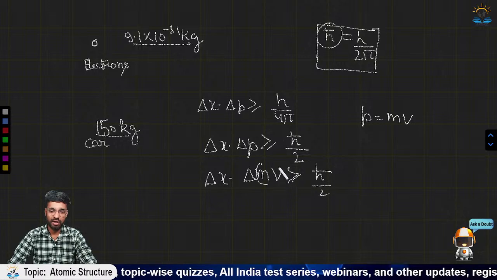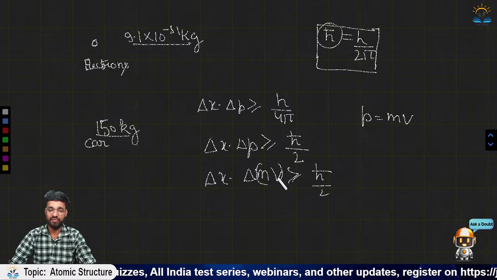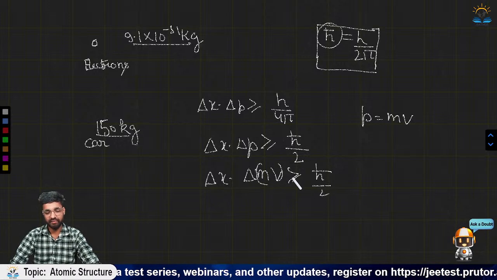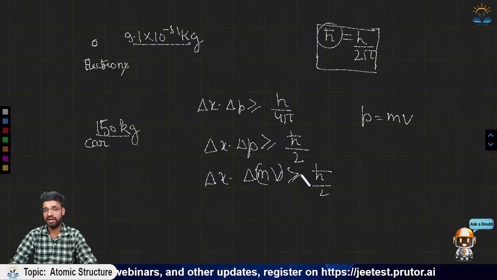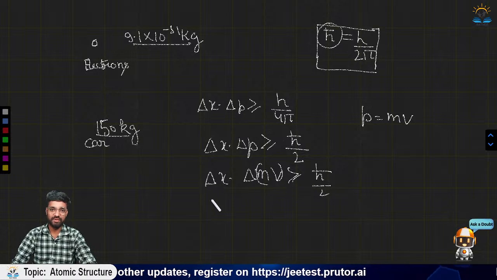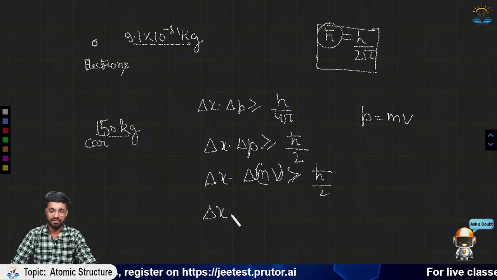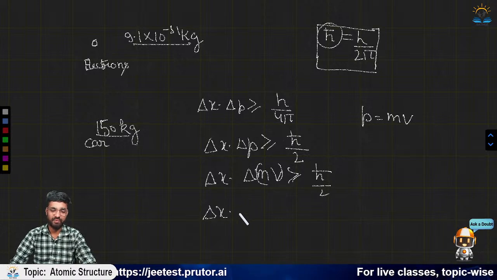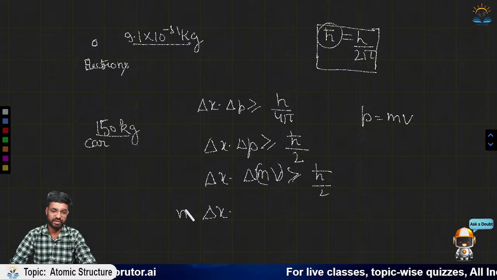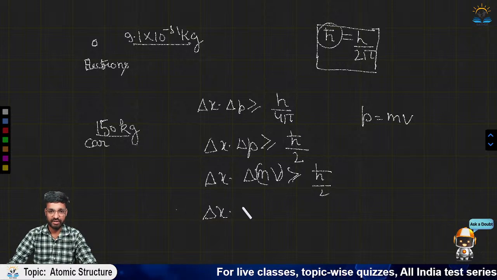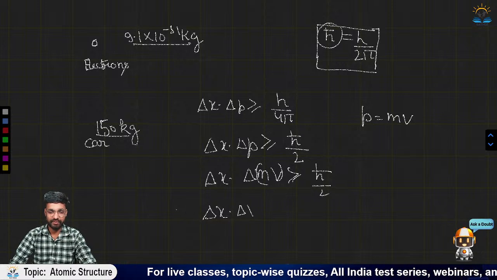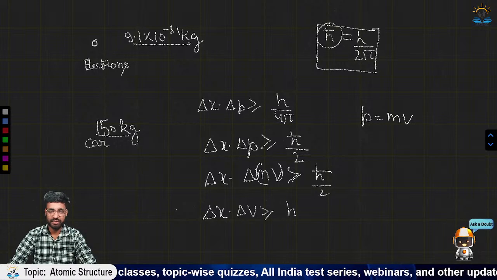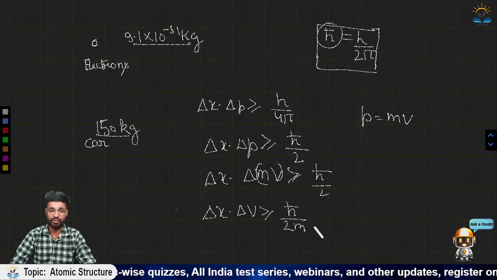Now out of these two quantities, mass and velocity, mass is fixed. We can calculate the actual mass, so there is no uncertainty in the mass. This mass will be outside the uncertainty, so we will have m as constant. We can bring it here: delta x into delta v is greater than or equal to h cut by 2m.